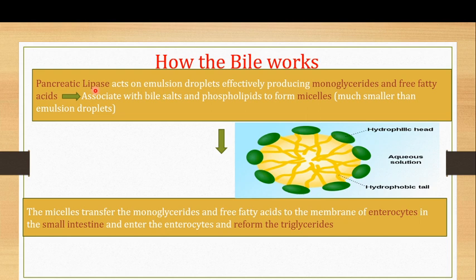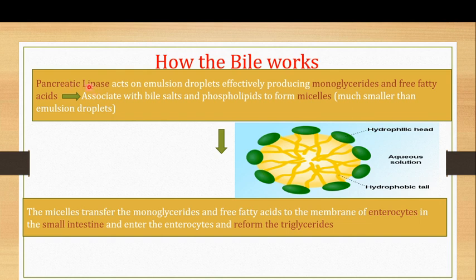So as you can see, a lot of lipases are involved. To differentiate between these lipases, the one produced by the salivary gland is known as the lingual lipase. The one produced by the stomach is known as the gastric lipase, and the one produced by the pancreas is known as the pancreatic lipase.